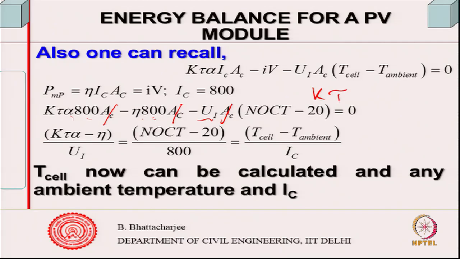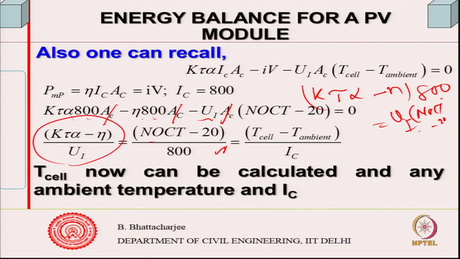So, I get k tau alpha minus nu into 800 equals to nu into NOCT minus 20. So, (NOCT minus 20) divided by 800 is equal to this expression you can get, right. This depends upon angle of incidence, this is the property, this is also the property, absorptivity, transmittivity, etcetera, efficiency of the system, and U value is known, U value of this cell should be known. So, one can obtain this.